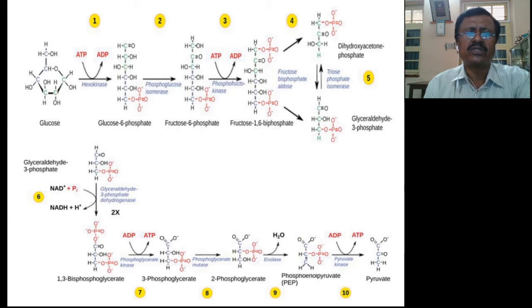The first stage is the preparative phase, where 2 moles of ATP per mole of glucose are used up. The second phase is the payoff phase, where the glyceraldehyde 3 phosphate gets oxidized to pyruvate. The overall reaction of glycolysis is the conversion of 1 mole of glucose into 2 moles of pyruvate, with a net yield of 2 moles of ATP and 2 moles of NADH.